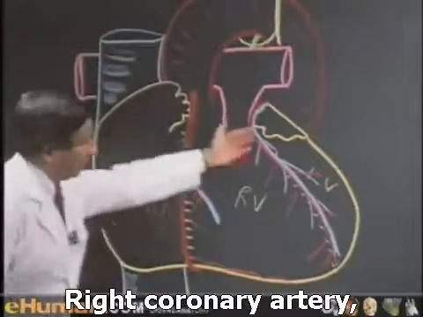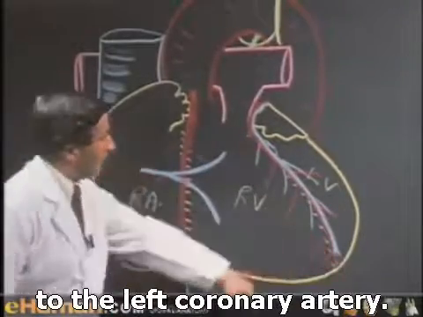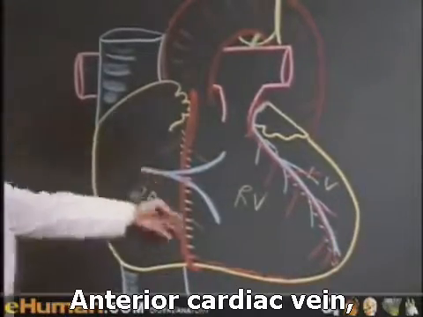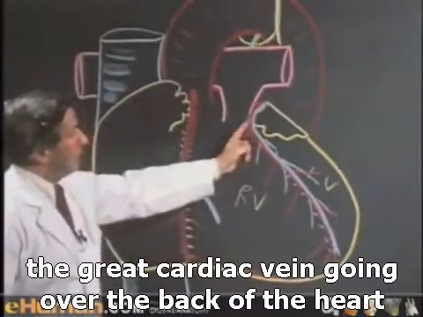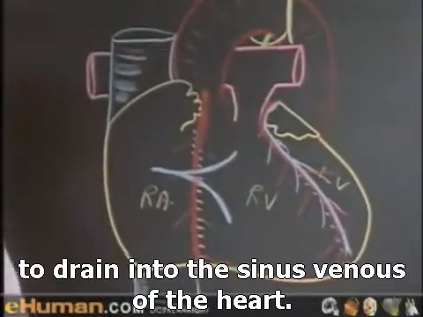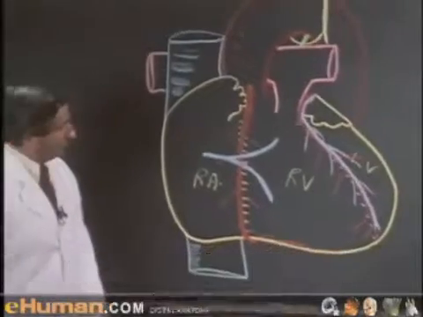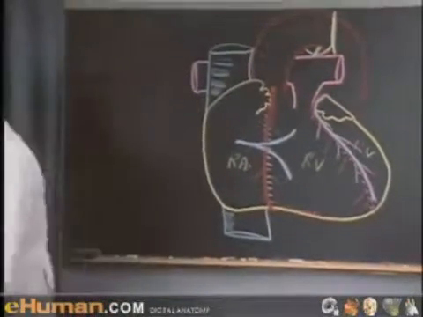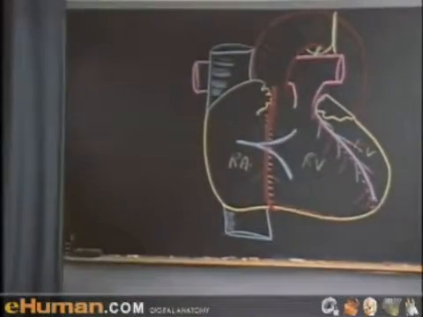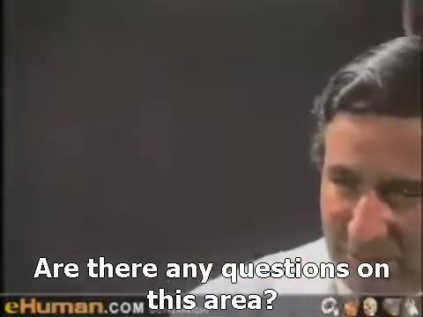Right coronary artery, anterior interventricular branch of the left coronary artery, anterior cardiac vein, the great cardiac vein, going over to the back of the heart to drain into the sinus venosus of the heart. Are there any questions on this area?